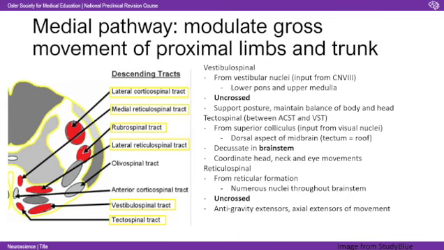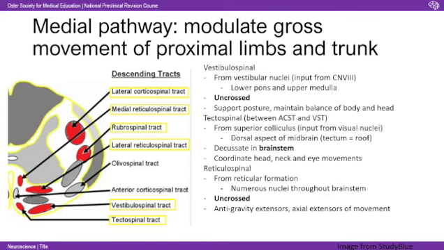which flows, slightly confusingly, from the superior colliculus, which is also known as the tectum, hence the name. The superior colliculus is getting input from visual nuclei, and that's located, anatomically speaking, on the dorsal aspect of the midbrain, so right at the top of the brainstem. Tectum is Latin for roof, that's where the name comes from. They do decussate in the brainstem, and as you might have guessed from the input from visual nuclei, these are coordinating head, neck, and eye movements. That's helping your neck muscles and your eyes orientate towards a given stimulus.